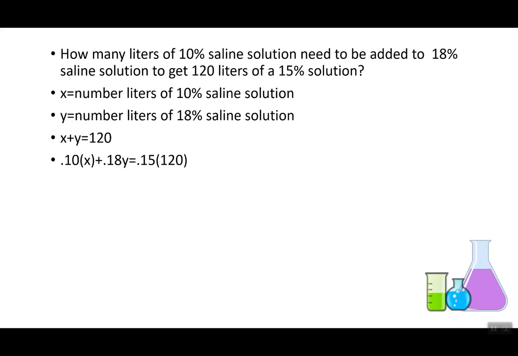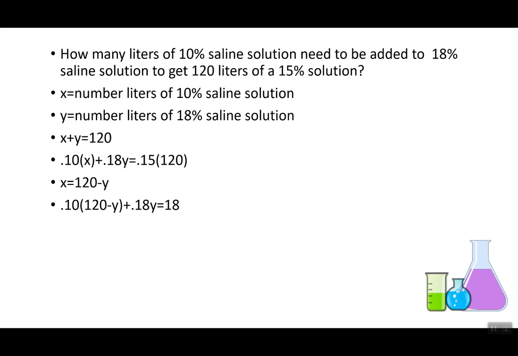I'm going to multiply the 0.15 times 120 just to make it simpler as we go. I'm going to do substitution just like I did in the first problem, where I just moved the Y over and I have 120 minus Y is X. Then I'm plugging that into my previous equation. So 0.10 of 120 minus Y plus 0.18 of Y, and then my 0.15 times 120 is 18.